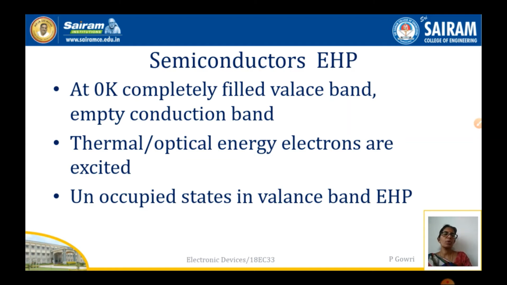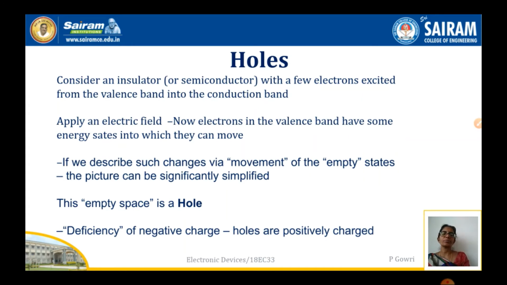So, what is a hole? A hole is nothing but an empty space. For example, consider an insulator or a semiconductor with a few electrons excited from the valence band into the conduction band. By applying an electric field, the electrons in the valence band will have some empty states into which they can move. If we describe such changes via the movement of the empty state, then that is called the movement of the hole. So the deficiency of negative charge is called a hole, and hence holes are treated as positively charged particles.